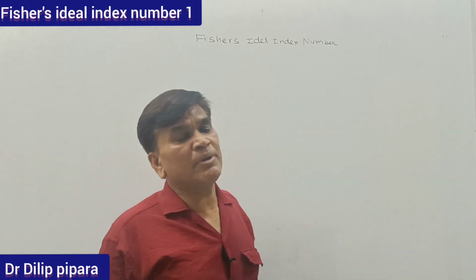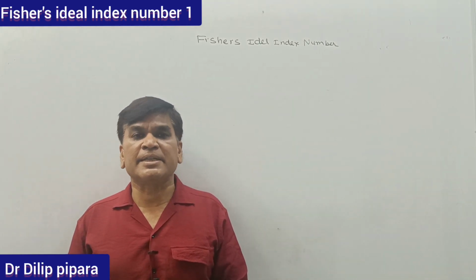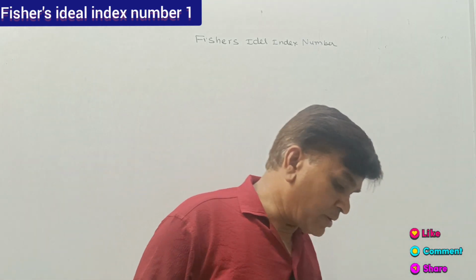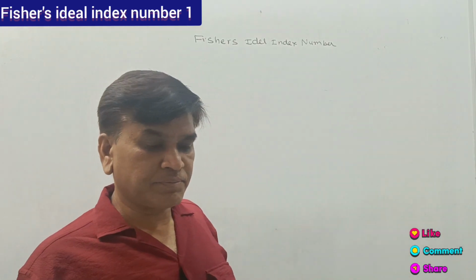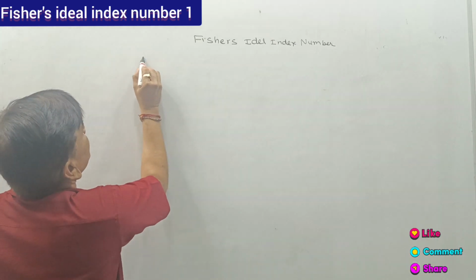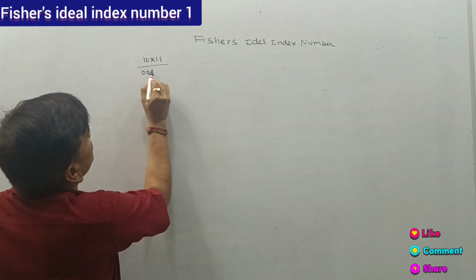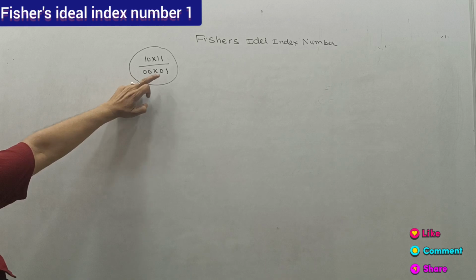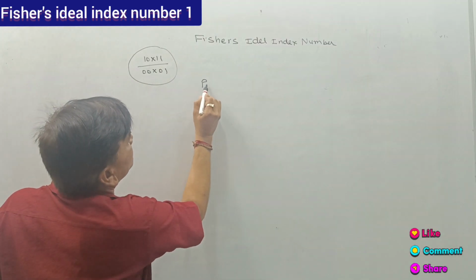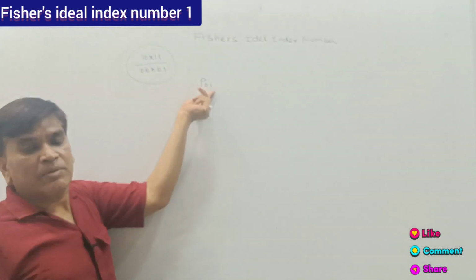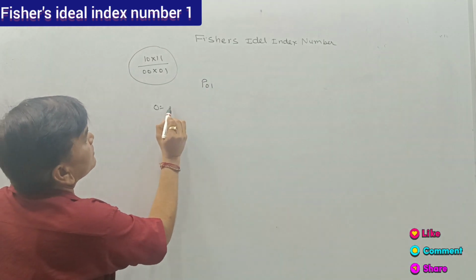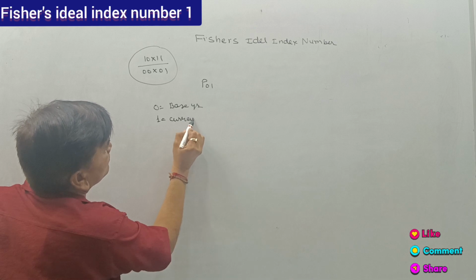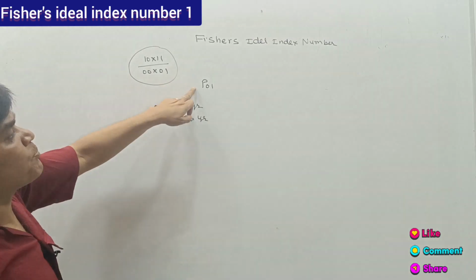So first we will learn the formula for Fisher's ideal index number, and later we will discuss other things about Fisher's. For Fisher's ideal index number, you have to learn 10 multiplied by 11, 00 multiplied by 01. You have to learn this. So for Fisher's ideal index number, it is the price of the current year on the base of the base year. 0 is the base year, 1 is the current year. So Fisher's ideal index number is P01.